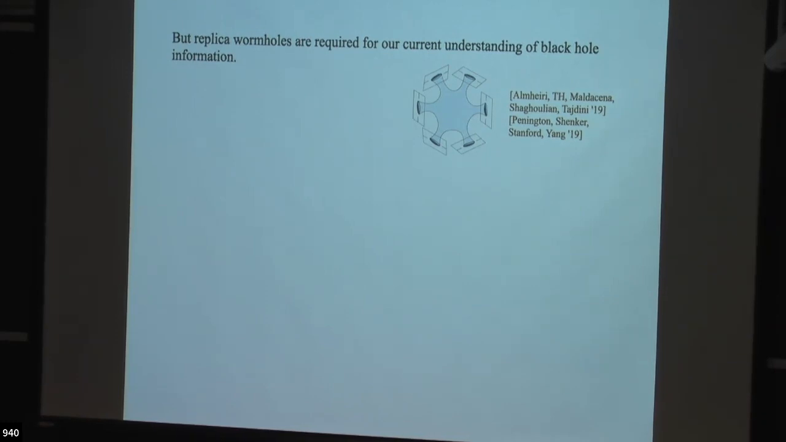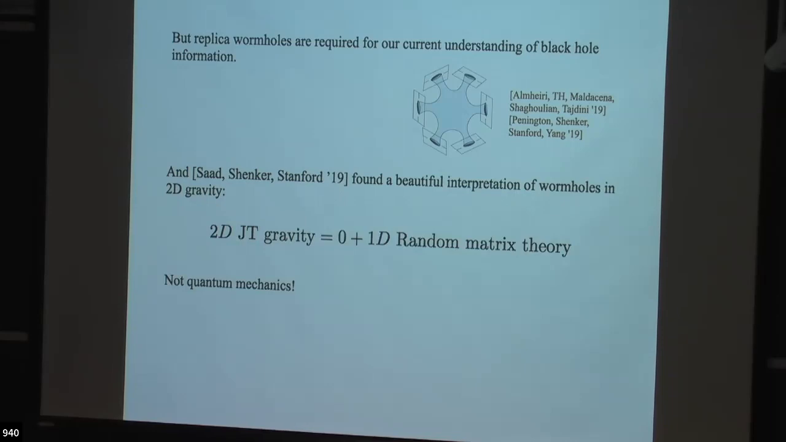For one thing, replica wormholes, which are not quite like this, but are also higher topology solutions, are required for the way we understand Hawking radiation, Hawking evaporation, and information in black holes. Maybe more relevant to these pictures I was just drawing is the beautiful interpretation of wormholes in 2D gravity due to Saad, Shenker and Stanford. What they argued is that there's a holographic duality for two-dimensional JT gravity, and the holographic dual of this theory is a random matrix theory, which lives in 0 plus 1 dimensions.